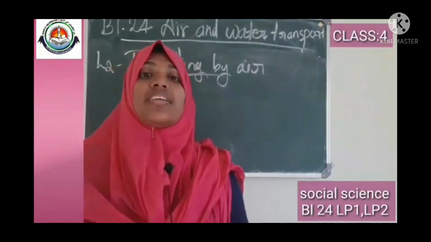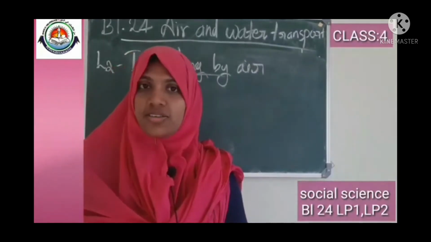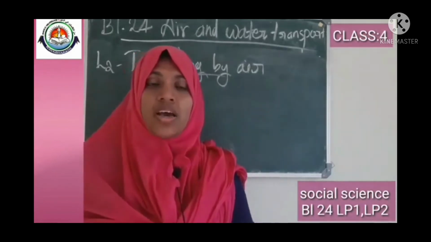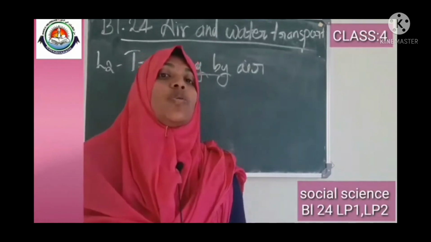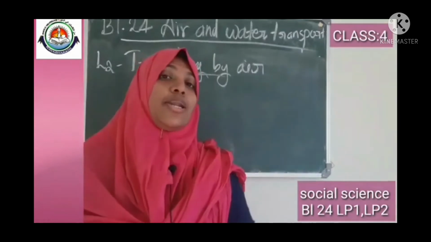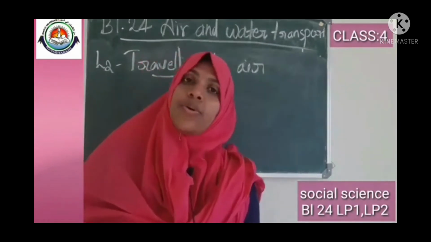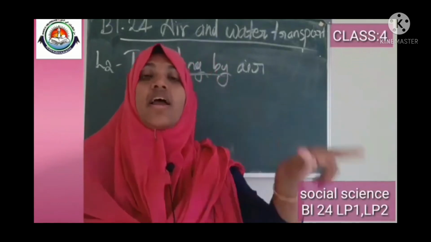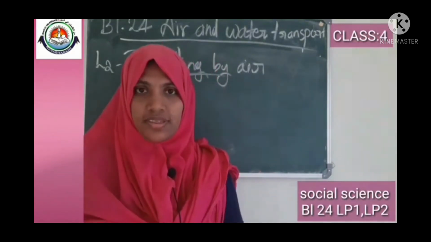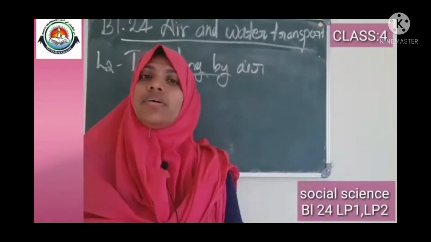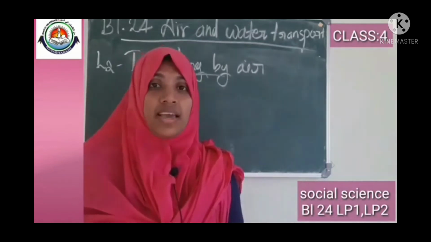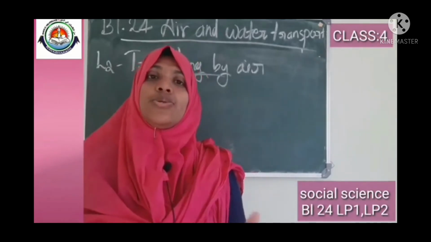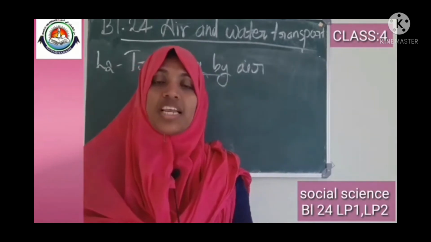Next situation: Reena, she is living on an island. So Reena can also take an aeroplane because she can take her mother to the hospital quickly. She cannot travel by road or rail because she is living on an island. It is surrounded by water. A ship is much slower than an aeroplane. So she can take an aeroplane to take her mother to the hospital quickly.